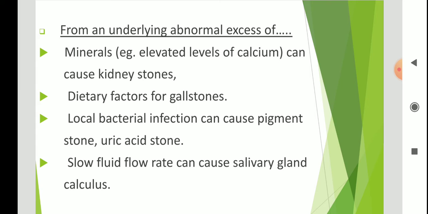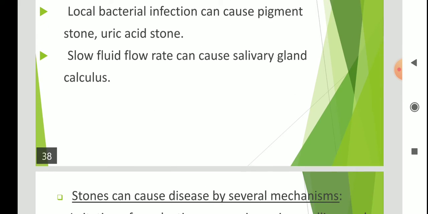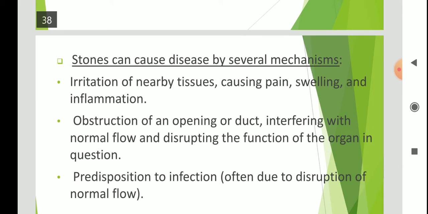There could also be elevated levels of calcium, and dietary factors for gallstones. Various dietary elements do contribute to the formation of gallstones, though the exact specificity of the diet is still controversial. Local bacterial infection can cause pigment stones and uric acid stones. Slow fluid flow rate can cause salivary gland calculus. So that is calculi formation in general.